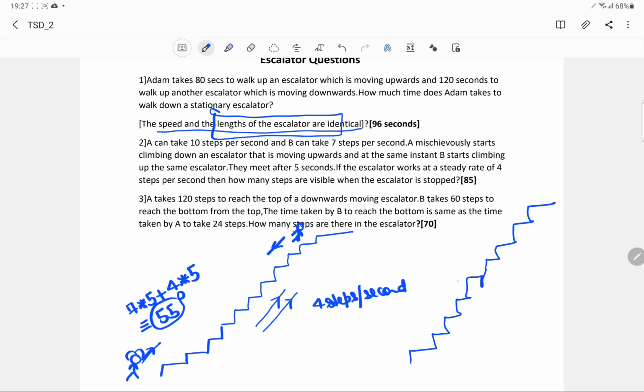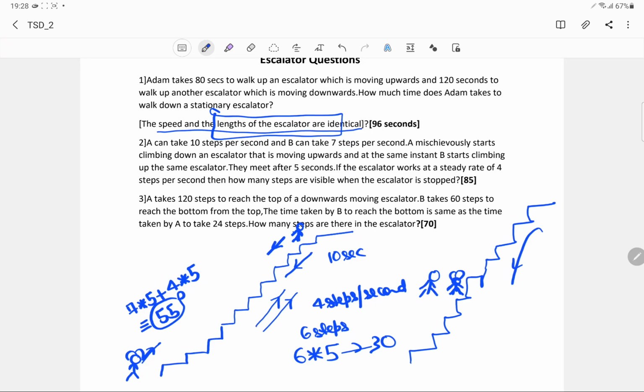Now B is standing over here, say A is standing over here, that is C standing over here. Now similarly, they meet after this. If the same escalator works at a steady rate, and A is coming in this direction, then per second he is moving 10 steps downward, but relatively he'll be moving 6 steps downward. So for 5 seconds he'll be taking 6 into 5, that is 30 steps downward.